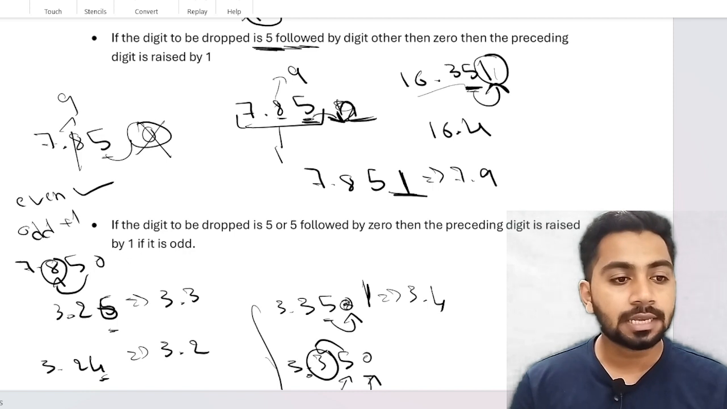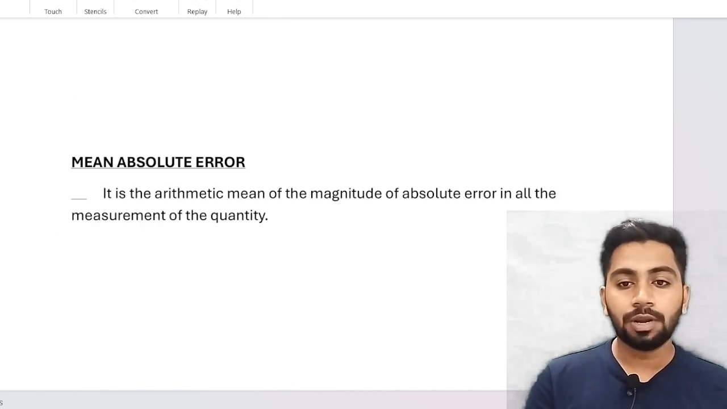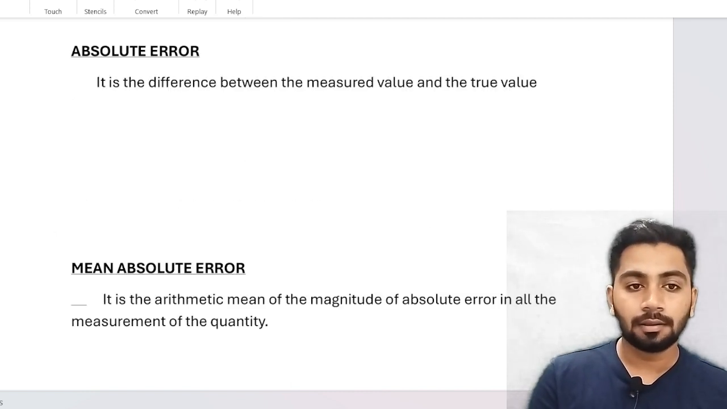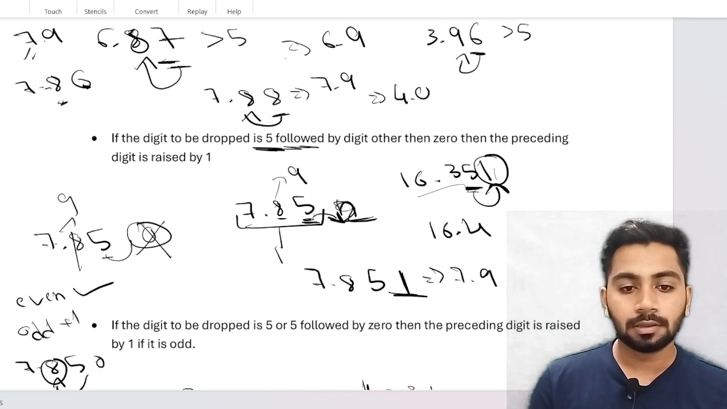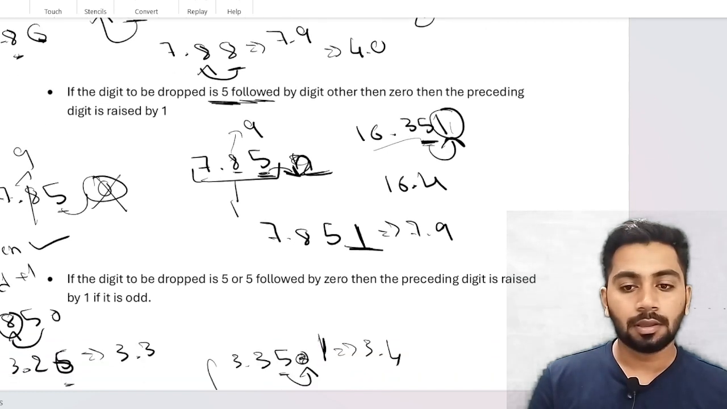Now, is rounding of figures clearer? I think so. Rounding of figures clearer, boys, girls? Yes, sir. Yeah, super.